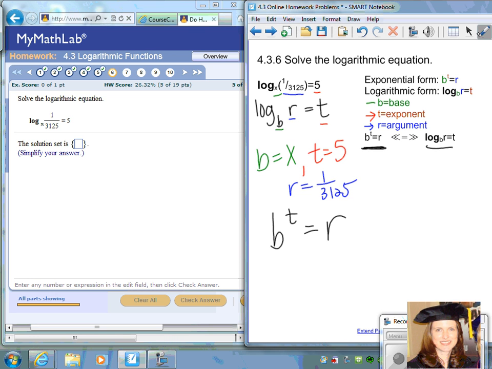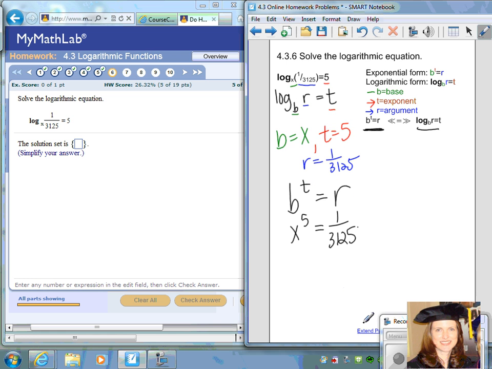And we go ahead and plug in what we know. b, our base, is x, the exponent is to the 5th power, that equals r, which is 1 over 3125. Now we have an equation. It's a basic polynomial equation. x to the 5th is equal to 1 divided by 3125. We want to solve this equation for x.